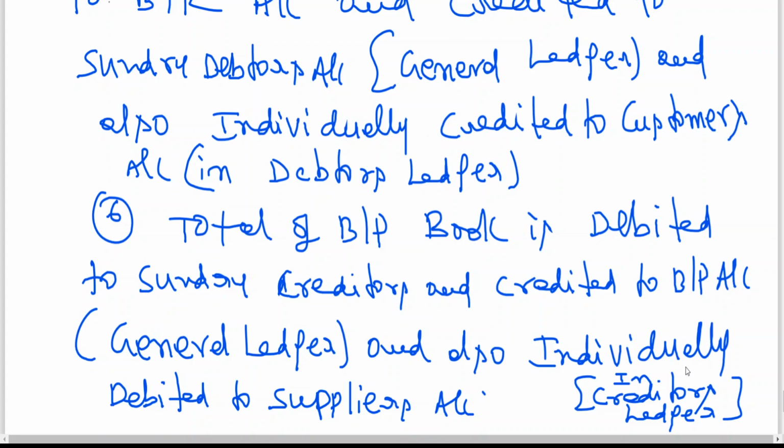So with this, the total concept of subsidiary books has been explained, and in the next class I hope you all are following. Next class I'll be taking you to 3-column cash book.